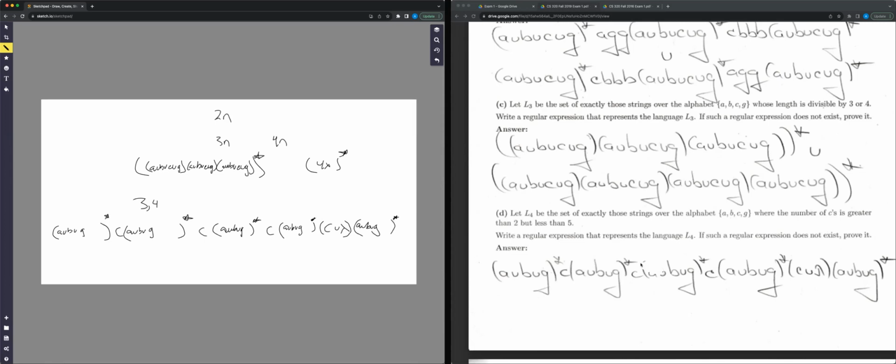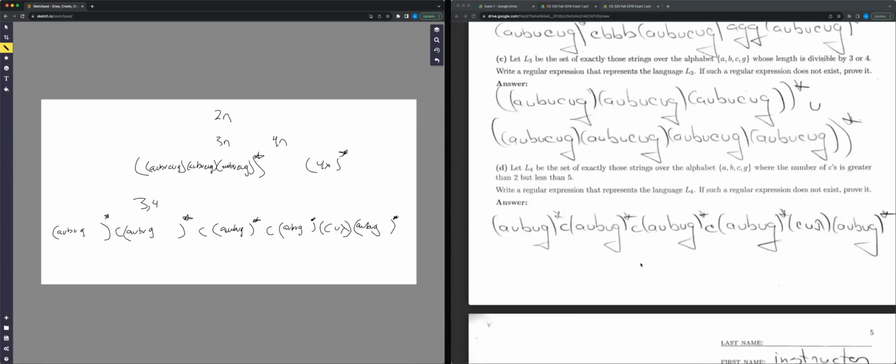For the previous question, what's the divisible by 3? What if the star is 0? Then we get an empty string. What's 0 divided by 3? 0. This is good. Divisible just means there's no remainder. So like 1 divided by 3 is 0, remainder 1. Yep. Okay.